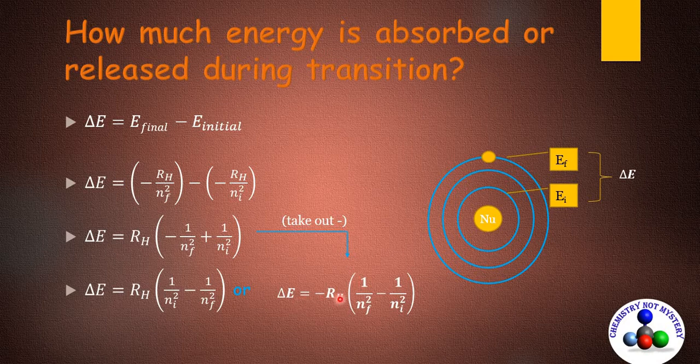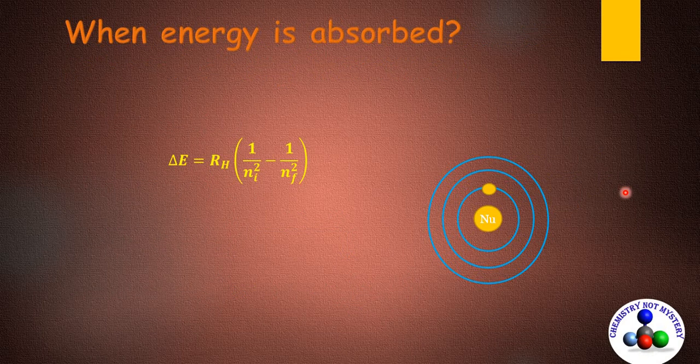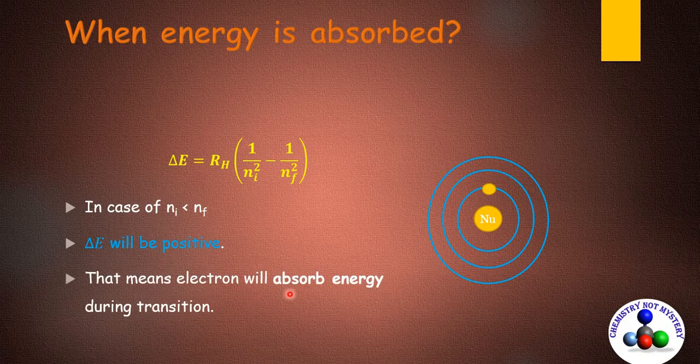By using this formula, we come to know how much energy difference there is, but also when energy is absorbed and when it will be released. Let's see. In the case when n initial is less than n final, then the fraction 1 upon n initial square will be greater than 1 upon n final square, so the delta E will be positive. This positive sign indicates that the electron will absorb energy during transition.